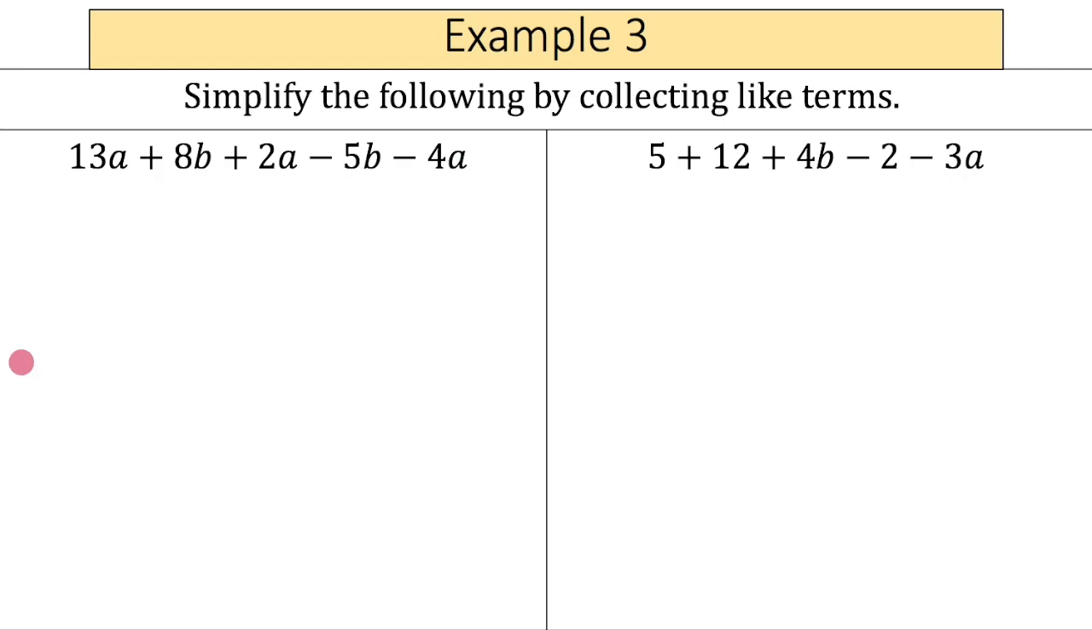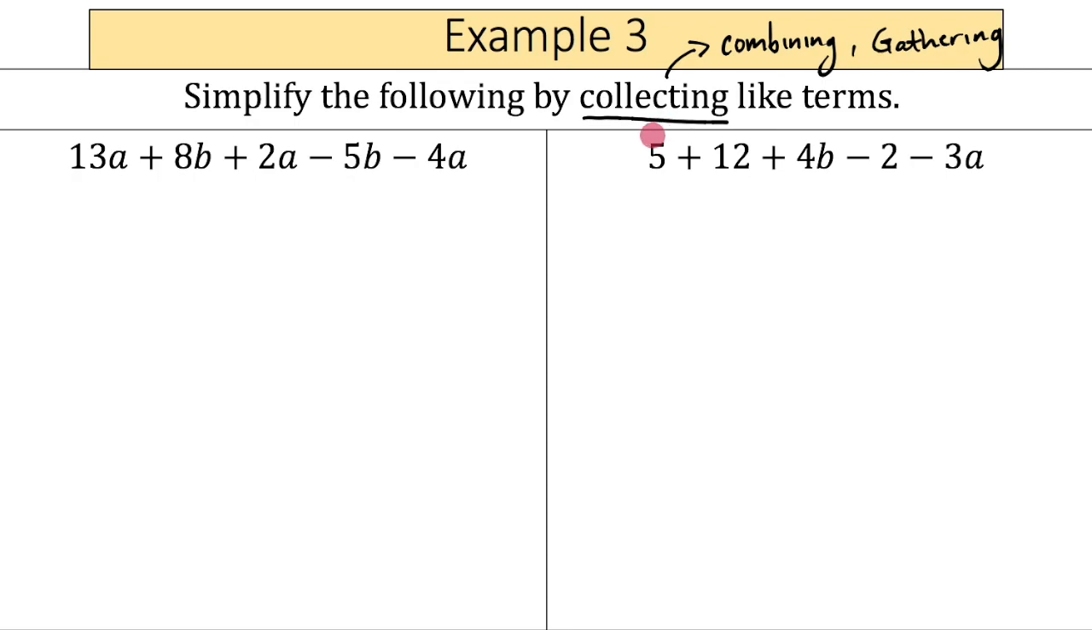Let's now move on to our next example, which is asking us to simplify the following by collecting like terms. Now, before we begin answering these questions, I want you to underline the word collecting because you might see other words other than collecting. So another word you might see is combining, and you might also see gathering. My favorite word is gathering. I like gathering the best. But all of these words, gathering, combining, collecting, they all mean the same thing.